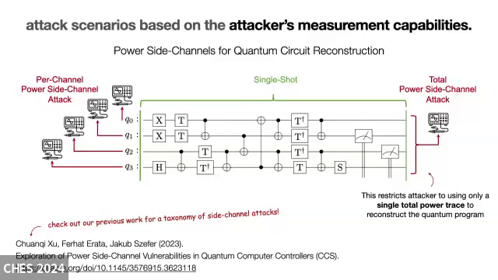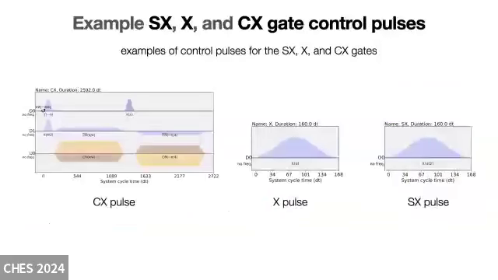Additionally, our previous CCS work has researched the per channel power traces as well as the timing attacks. However, we did not solve the total power trace attacks. In this work, I'm going to provide you all details how we can use the total power traces to reconstruct the victim circuit, which requires algebraic reconstruction, which requires solving a combinatorial optimization problem.